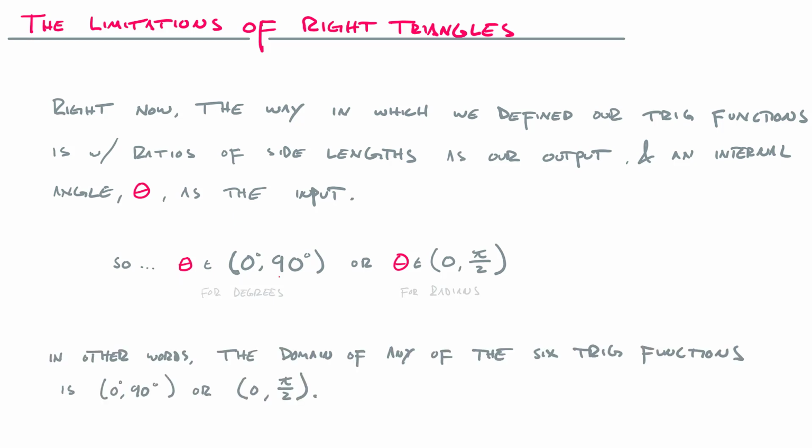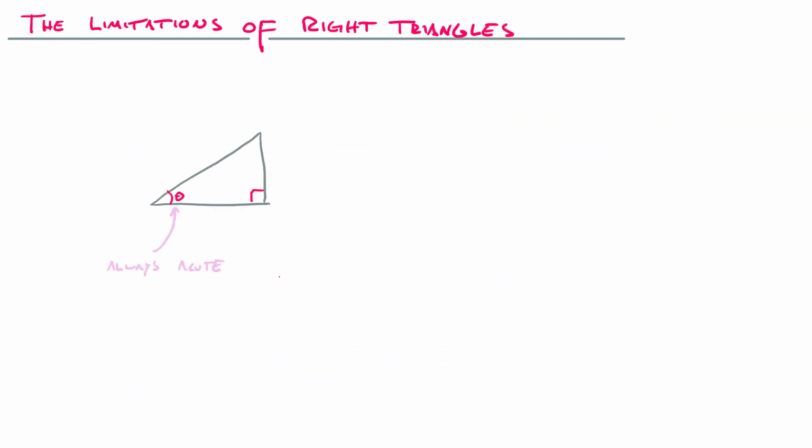So if we rewrite this another way, we could say the domain of any of the 6 trig functions right now, again, the way that we've defined the functions now, is 0 to 90 degrees or 0 to pi over 2. Now you might be thinking to yourself, Mock, why? Why is that the domain? Why can't we go outside of those bounds? Well, think about a triangle. If this is the angle measurement theta, or maybe it's this one, doesn't really matter. Theta is always an acute angle, right?